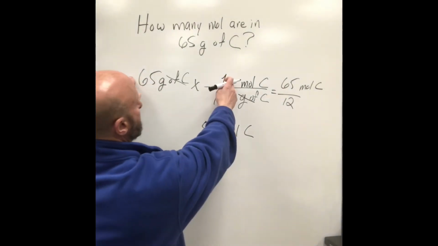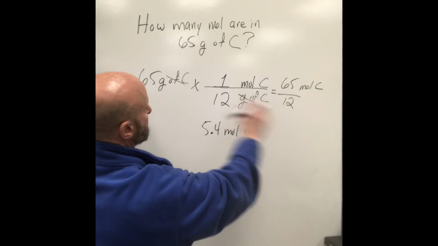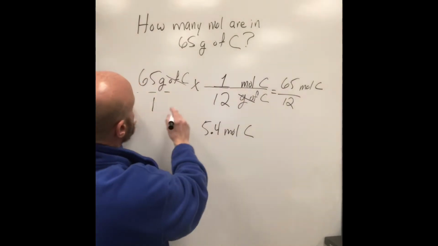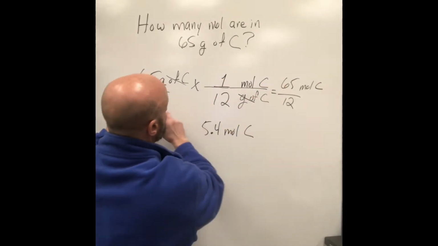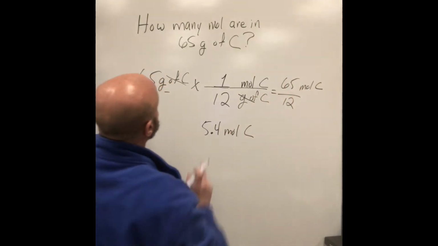You multiply the numerators and multiply the denominators, just like we did before. So this is assumed over 1. So 65 times 1 is 65. 1 times 12 is 12. Then you reduce it to 5.4.